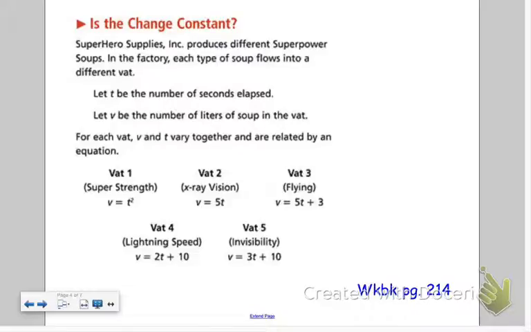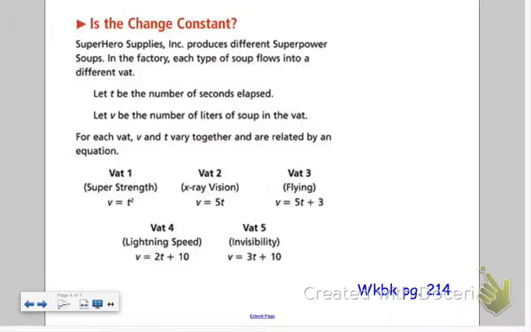So take a look at all the different vats. We have vat 1, where you'll have a soup for super strength. Vat 2, there's soup for X-ray vision. Vat 3 is a soup for flying. Vat 4 has a soup for lightning speed. And Vat 5 has a soup for invisibility.